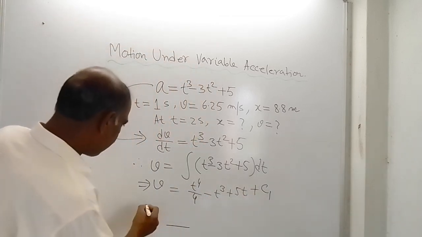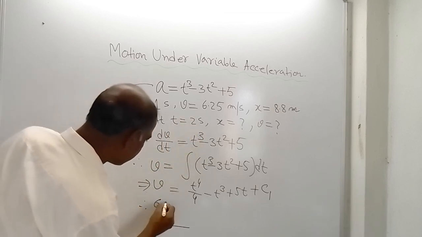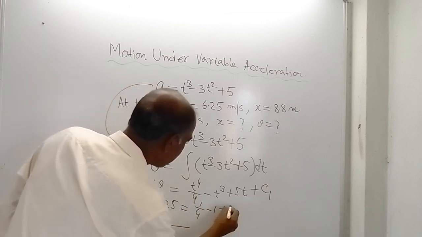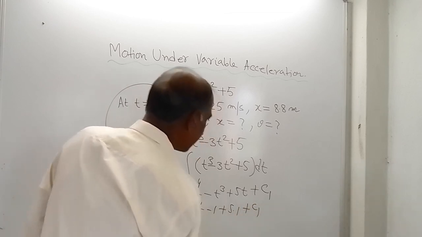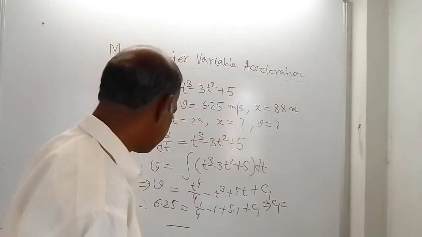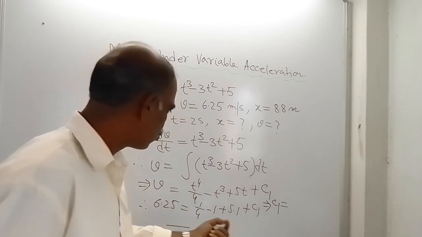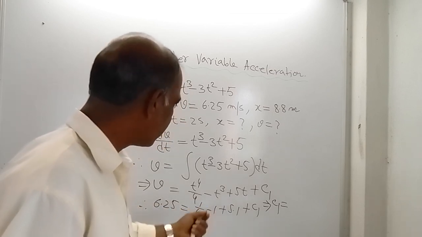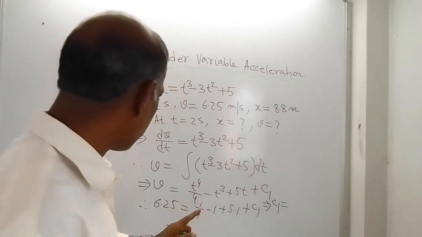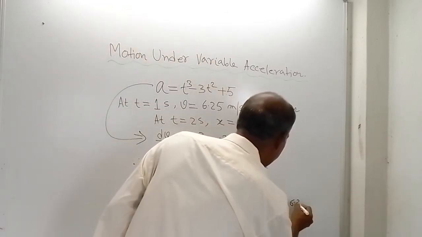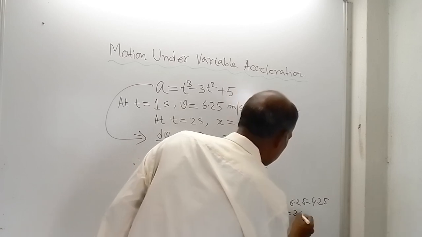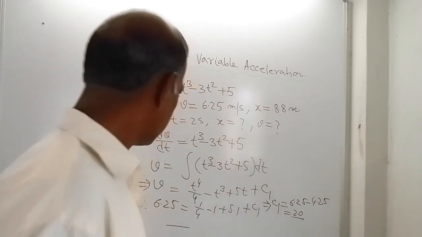Therefore, 6.25 equals 1 divided by 4 minus 1 plus 5 into 1 plus C1. So C1 is equal to 6.25 minus 4.25. This is 1 by 4, that is 0.25, minus 1 gives minus 0.75, plus 5 gives 4.25. Therefore C1 is equal to 6.25 minus 4.25, that is 2.